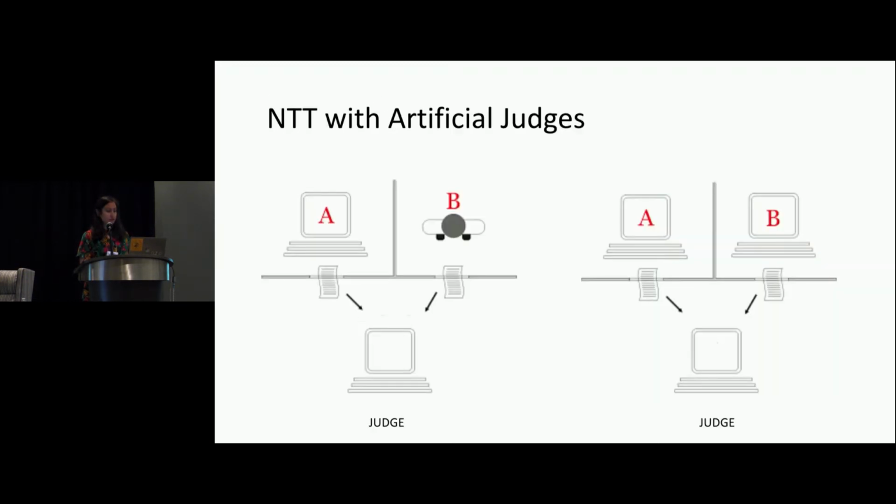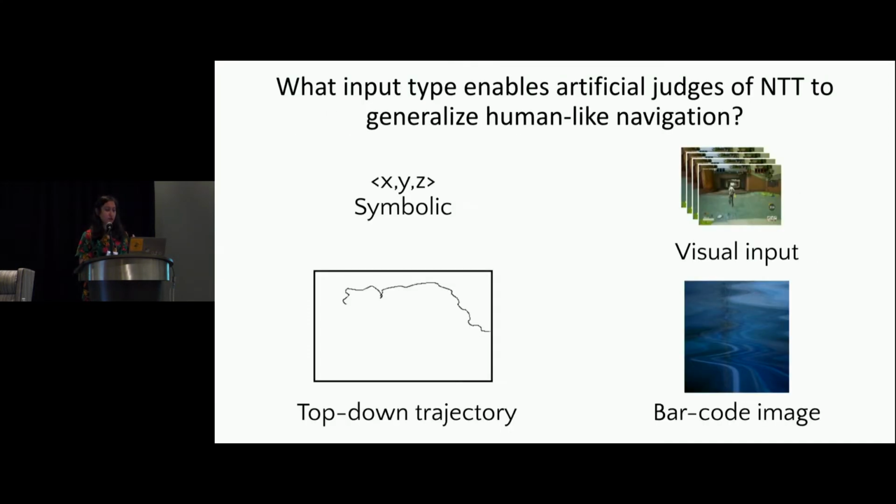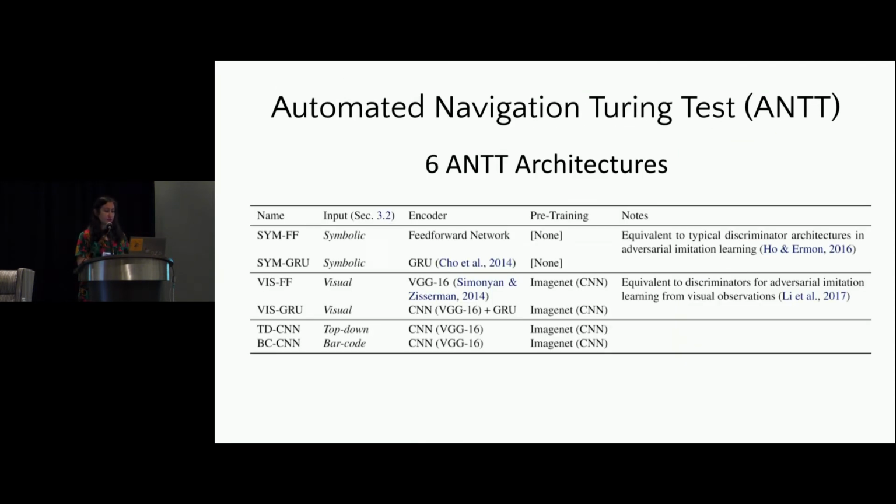I'll just very briefly mention that we also tried to train 6 different kinds of artificial agents to judge human versus agent, so the same test, but an AI was the judge, basically. We call it ANTT, which is Artificial Navigation Turing Test. We tried many different kinds of inputs: the symbolic input, the top-down trajectory of the movement, visual input, the barcode image, which is the average of the different images. And we tried these 6 different kinds of agents. Some of them were symbolic, some visual, some used the top-down view or the barcode.